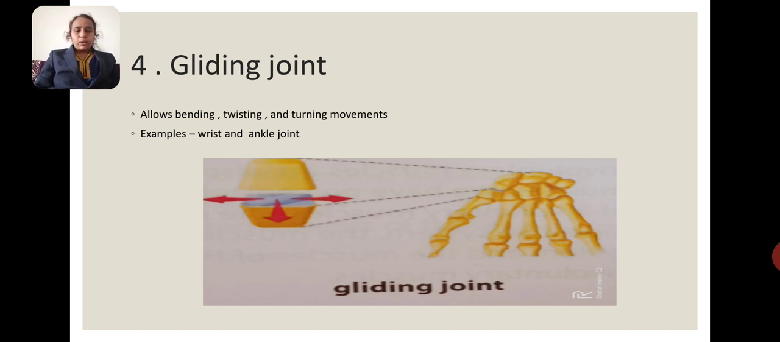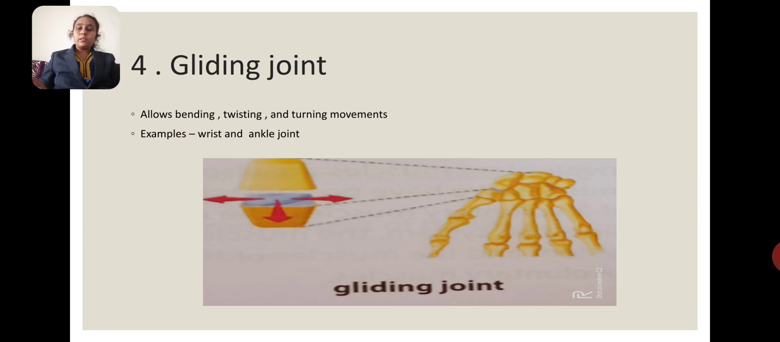We find it in the wrist, ankle, and between two vertebrae of the phalanx. Examples are the wrist and ankle joint. With the help of these gliding joints we can bend our body, we can twist our body, we can turn. These kinds of bending, twisting, and turning movements are allowed with the help of which joint? Gliding joint. Right.